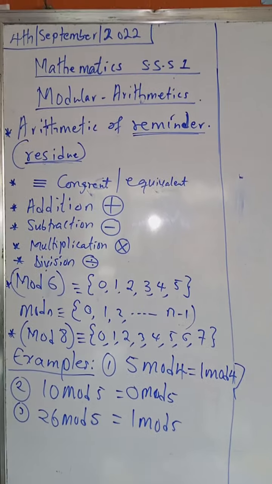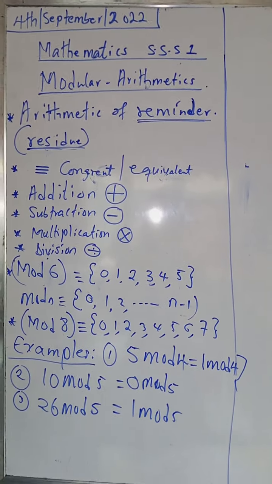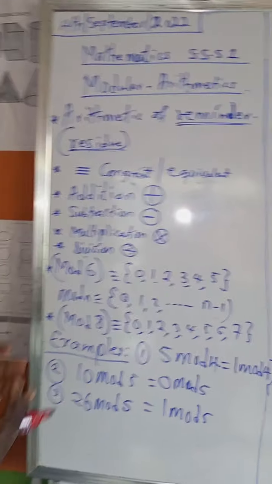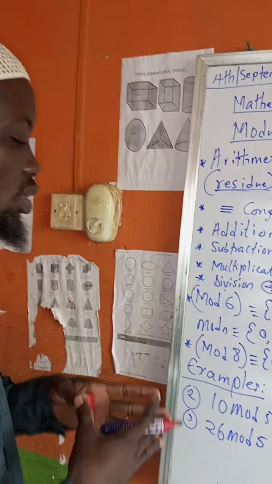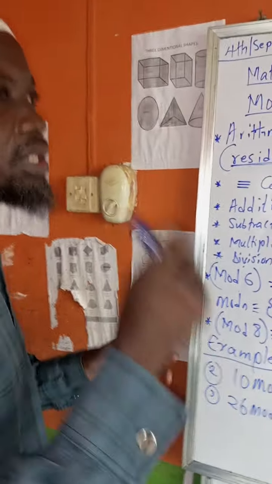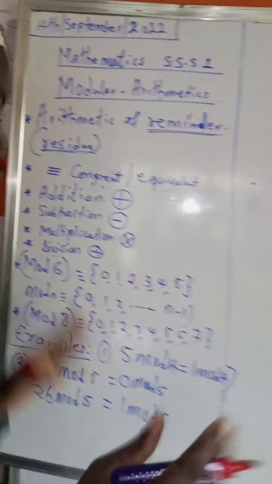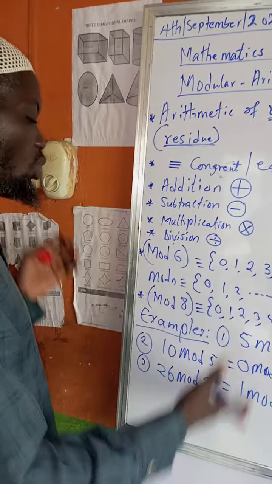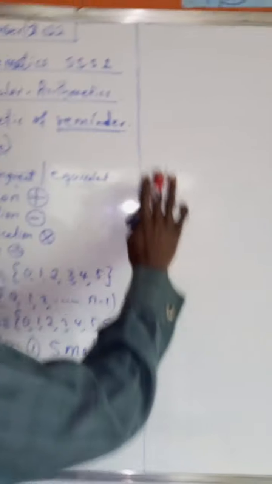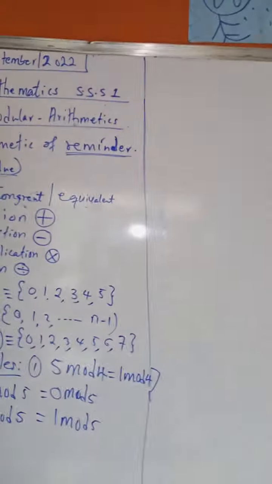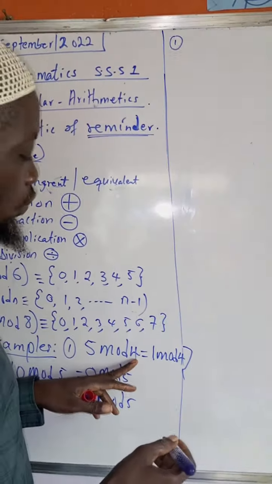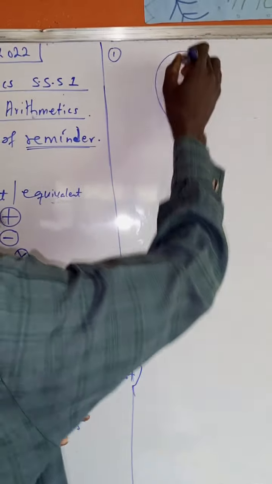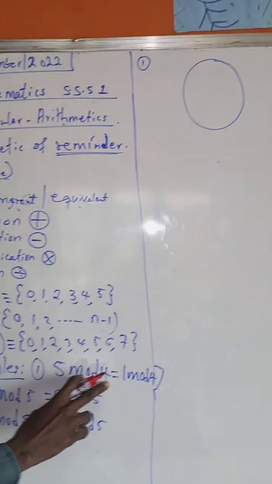The next stage will be talking about addition, subtraction, multiplication and division in modular arithmetic. Also, before we move on to addition, subtraction and multiplication, we could use the clock system to equally solve this. Let me look at example 1. They said modulo 4. When I draw my clock, it will be based on modulo 4.